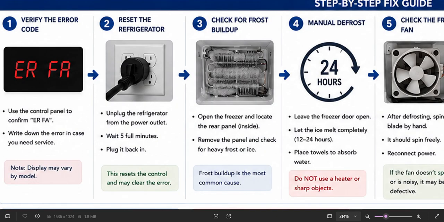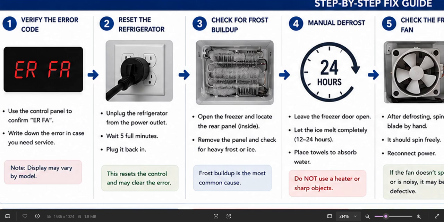Verify the error code. Use the control panel to confirm the error. Write down the error in case you need service. Reset the Frigidaire. Unplug the freezer from the power outlet. Wait 5 minutes. Plug it back in. Then check for frost buildup.